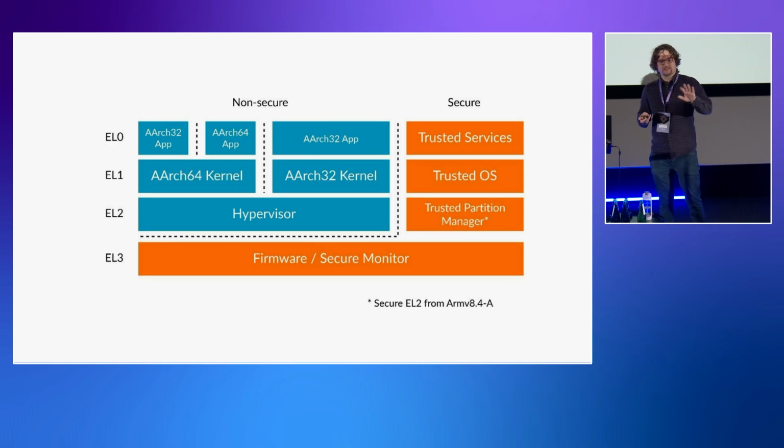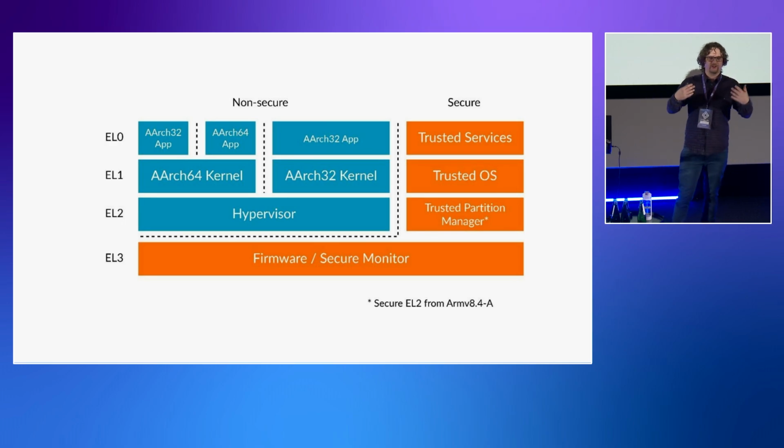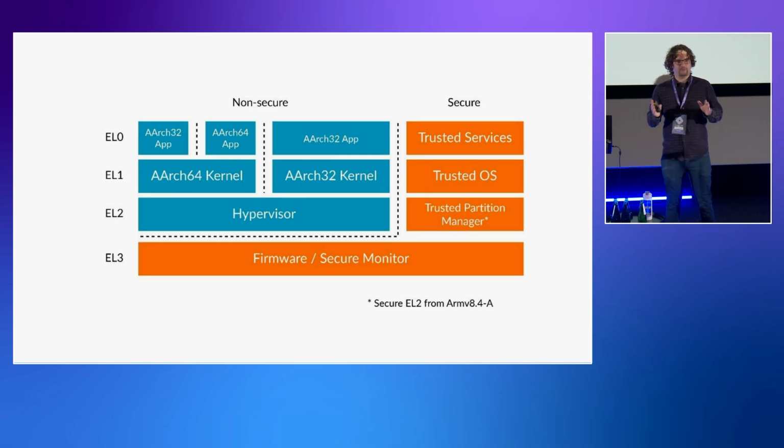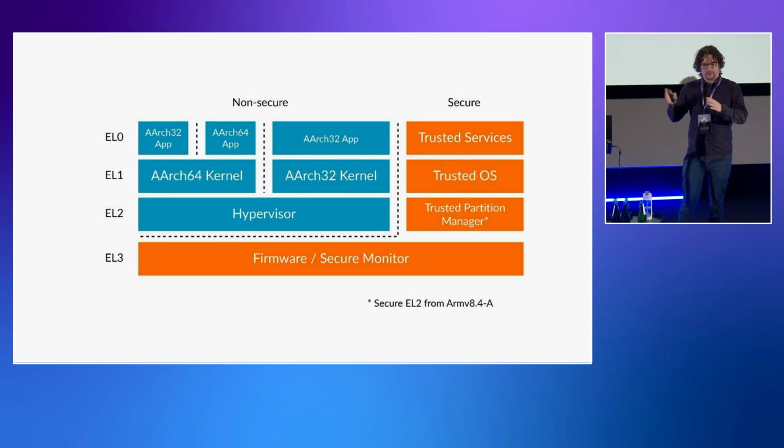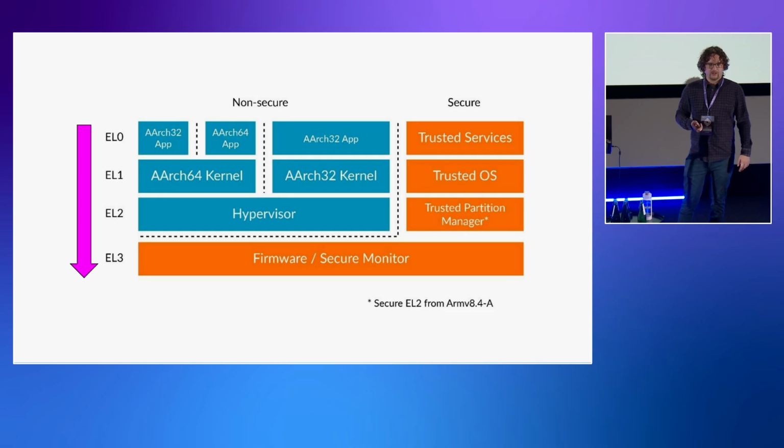And this is a diagram which further explains how this exception level plays with each of the worlds and various apps that we are running. And as I've mentioned before, the higher the number, the higher our privilege. And we have non-secure and secure partitions here.